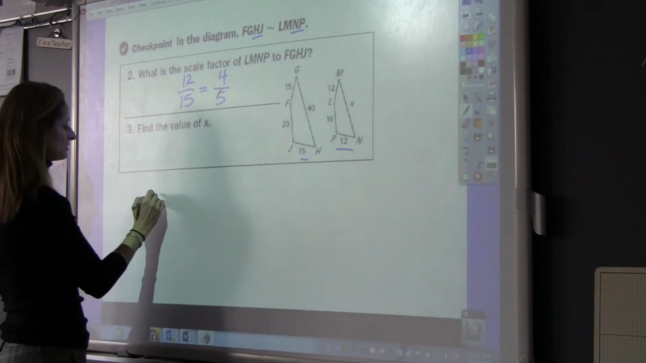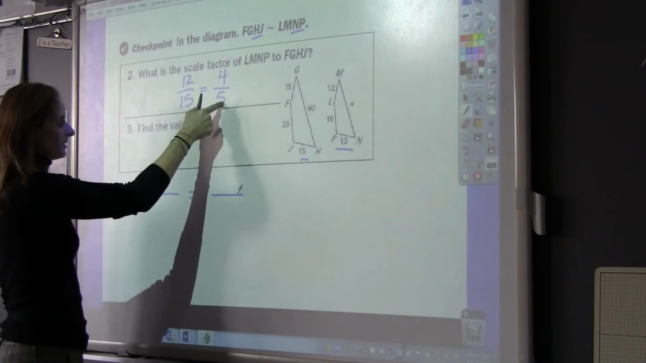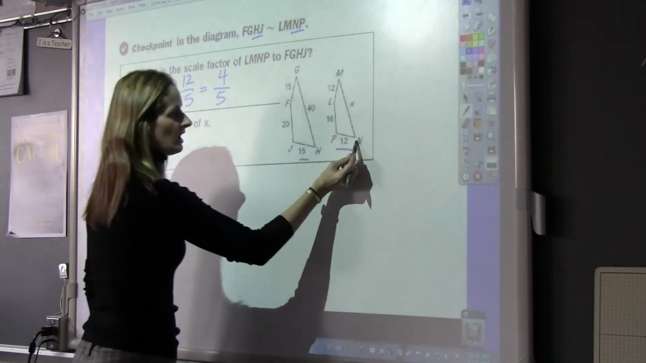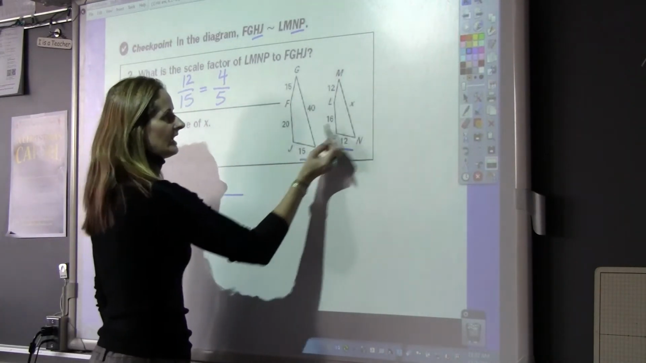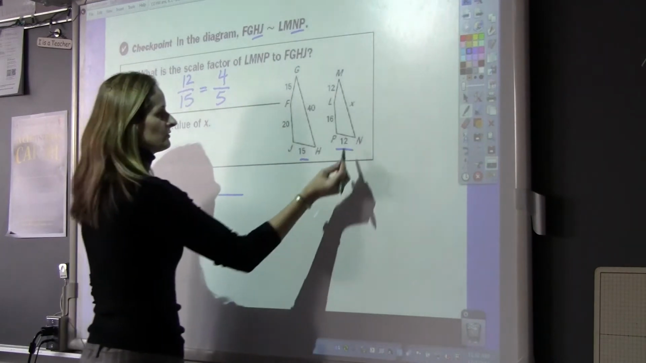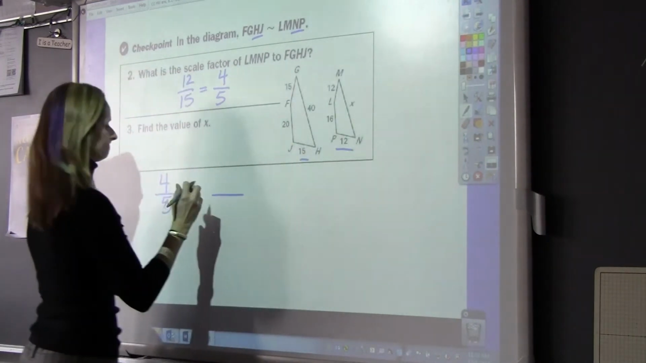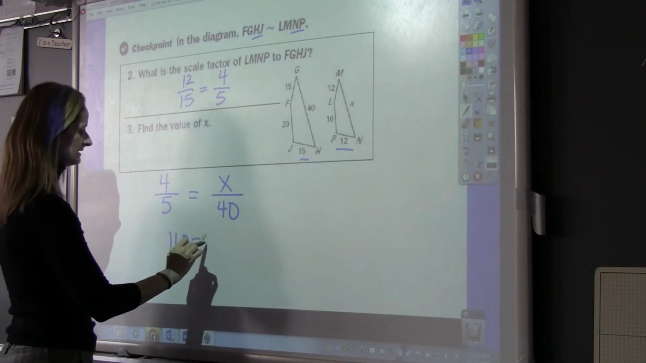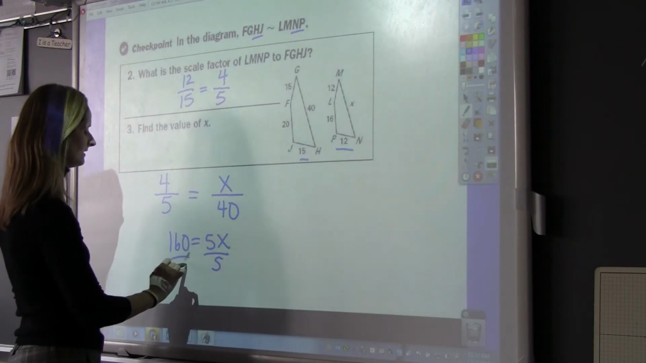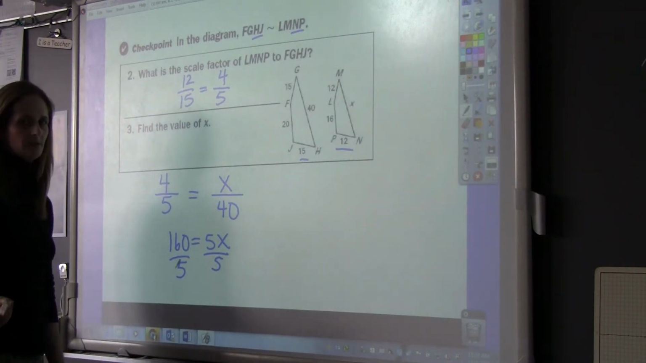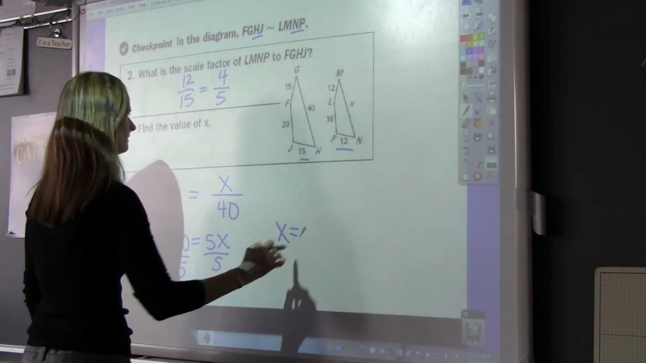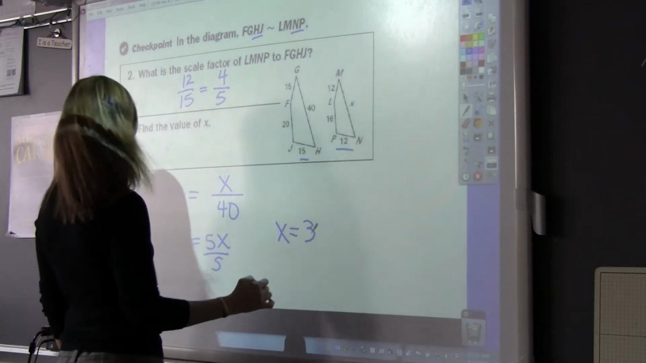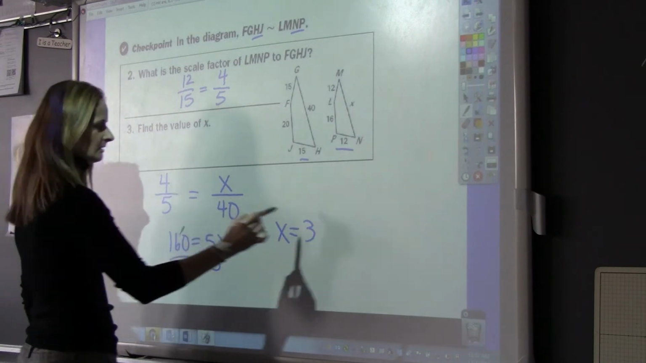Find the value of x. All right, so now we have to write a proportion with one unknown. I'm going to use this ratio here. That's my scale factor. You can use 12 to 15. 12 is to 15 as x is to 40. I'm going to use 4 is to 5 as x is to 40. So this is 160 equals 5x. Divide both sides by 5. It's asking for the value of x, so how many times does 5 go into 160? And that's 32, yeah, done.